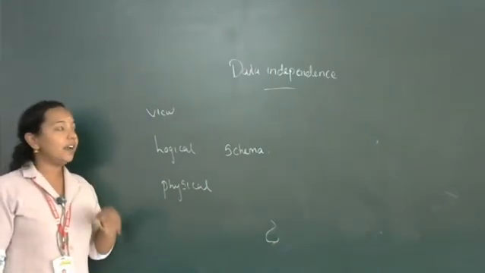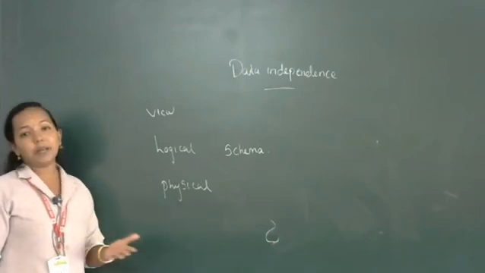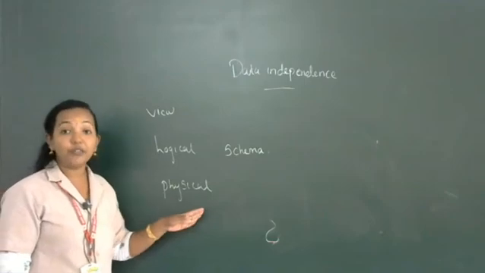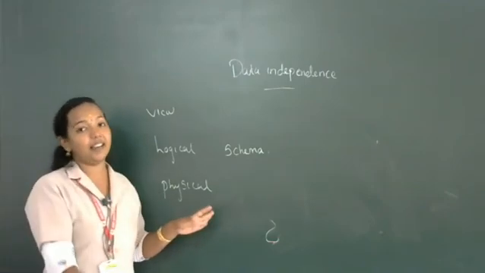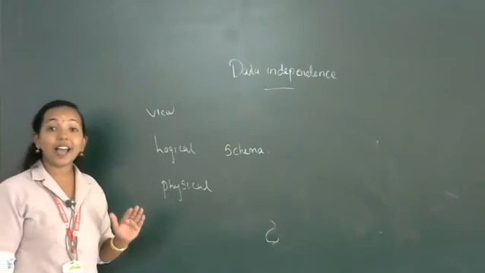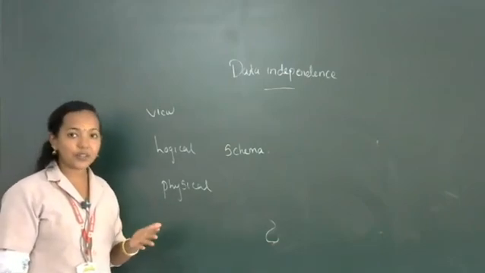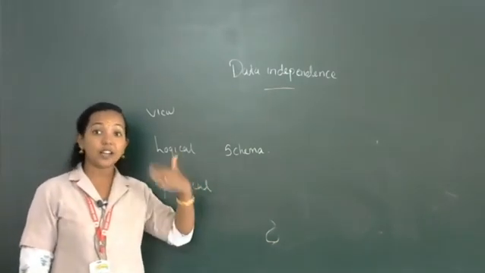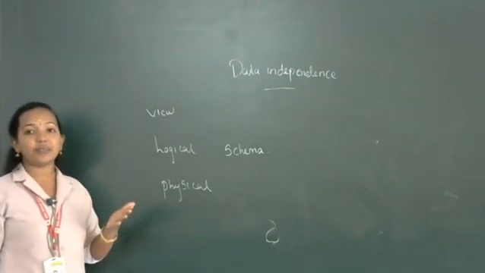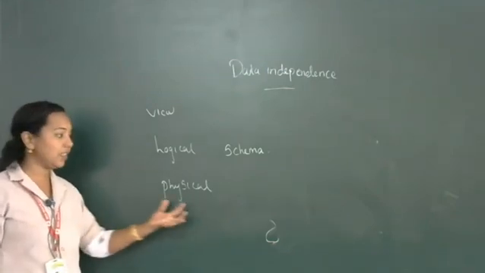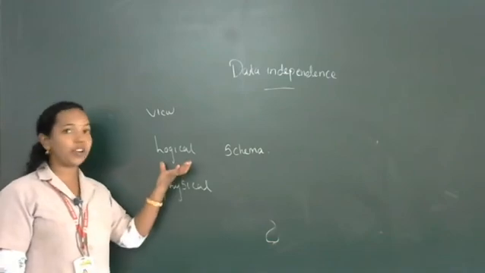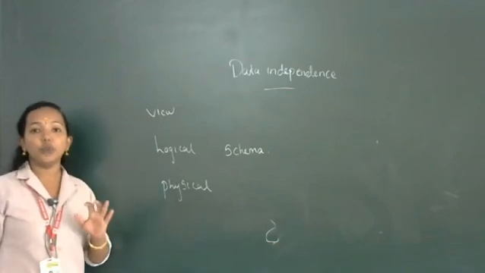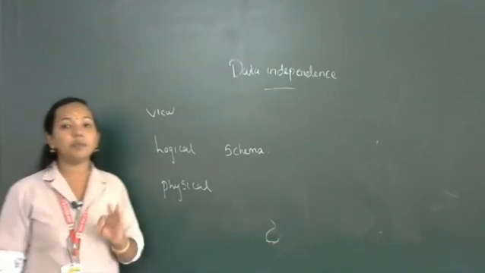Next, data independence. What does data independence mean? The ability to modify the schema definition, the structure of a database, without affecting the next higher level. That means if you modify the physical level, it will not affect the logical level. If you modify the logical level, it will not affect the view level. That is a speciality of DBMS.